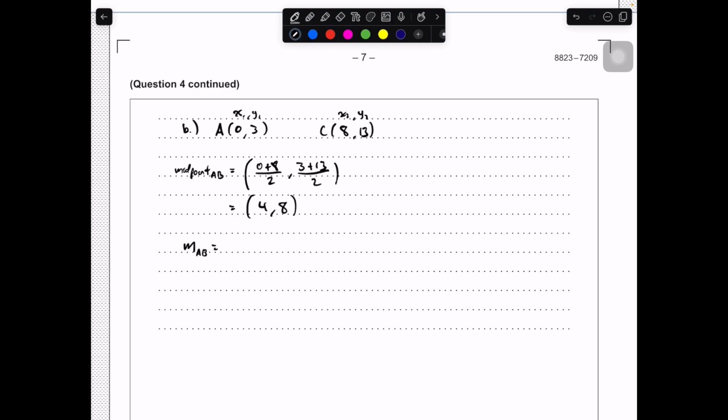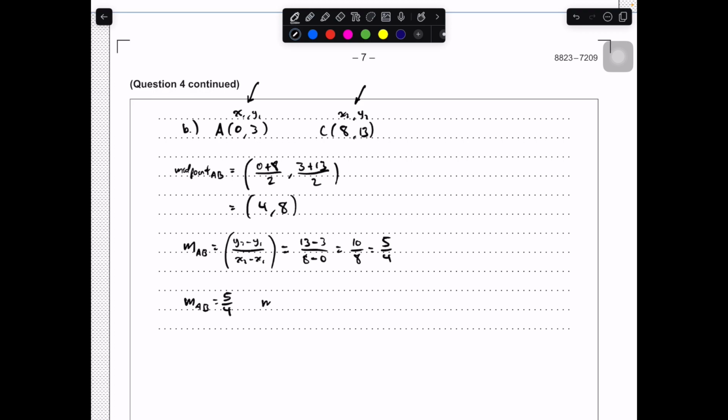And we have y2 minus y1 over x2 minus x1. This is our slope, and it's given to you in the formula booklet as well. Might not be a bad idea to label these if you're unsure. It might help you structure things. So 13 minus 3 over 8 minus 0. And this is going to be 10 over 8 or 5 over 4. Okay, so we know that M of AC is equal to 5 over 4.